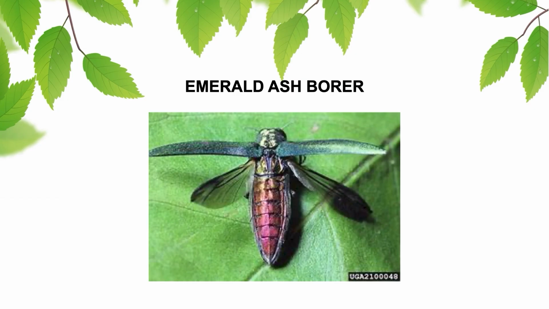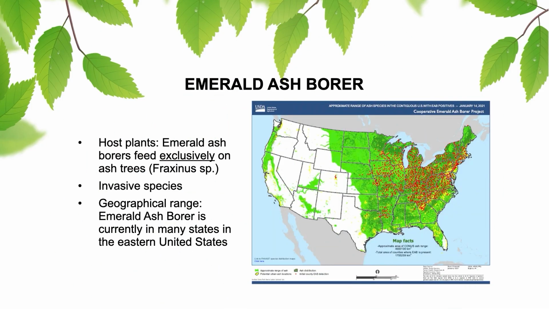Emerald ash borer. Although the emerald ash borer, EAB, has not been positively identified in the southwestern United States, it is likely to be in the area in the future. You may have already seen some in your area, so we are including it here. Emerald ash borer is a flat-headed borer that feeds exclusively on ash trees and is an invasive species from Asia.